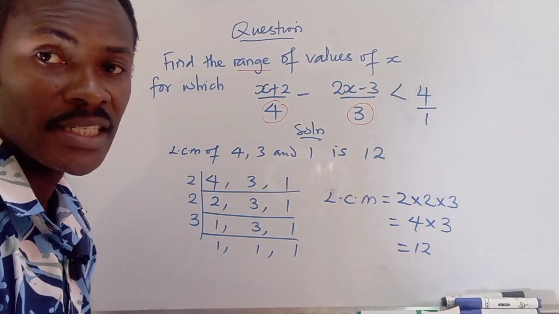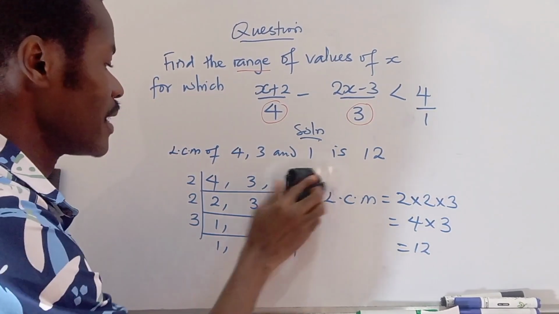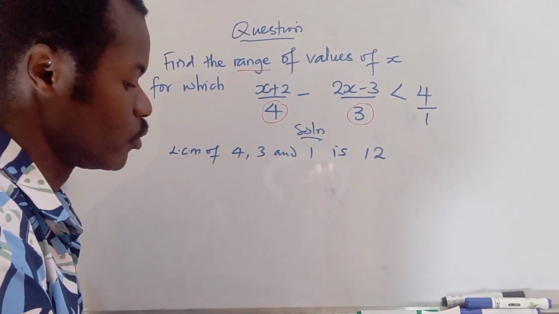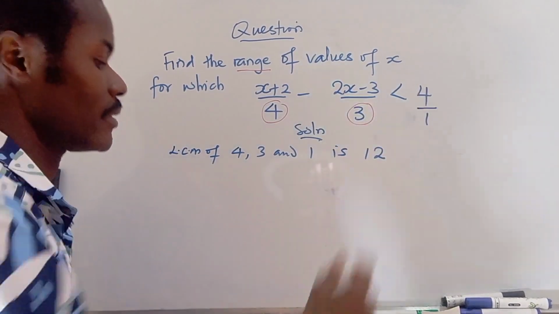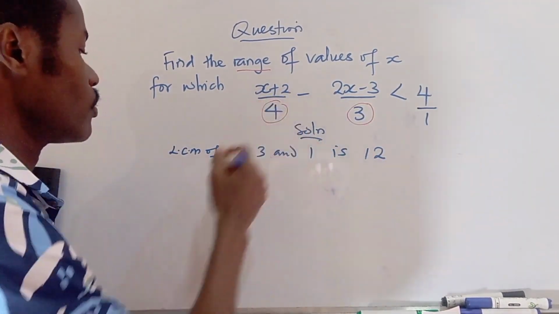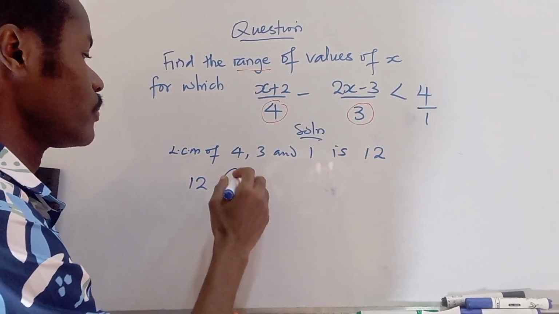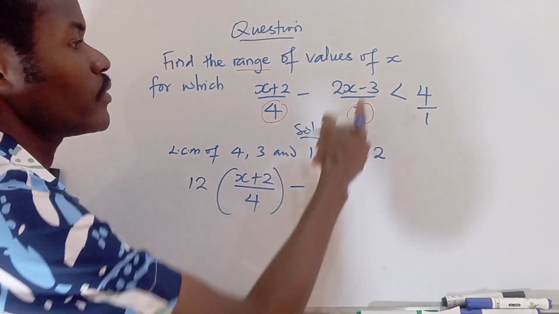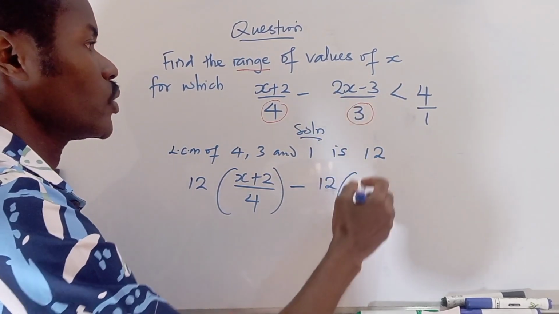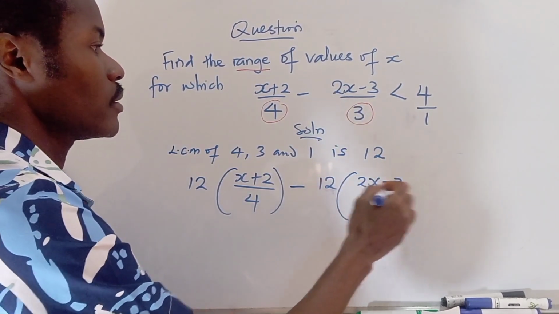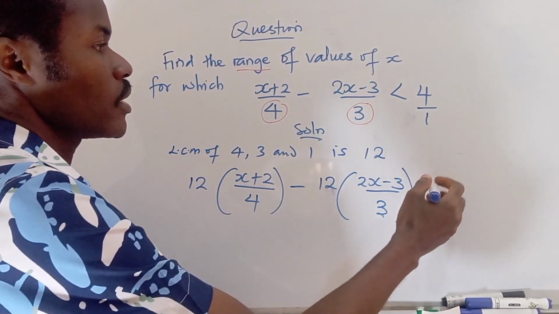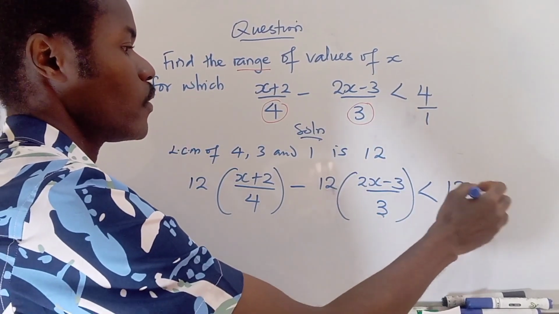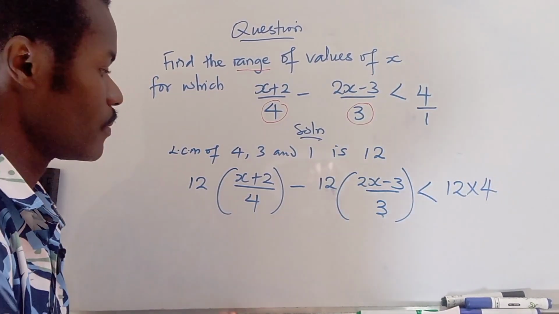Now that we've been able to get our LCM as the first step, we are going to use our LCM to multiply this and this. So let's do that. 12 is going to multiply all this in brackets, so x plus 2 divided by 4, minus 12 is going to multiply all this, so 12 into 2x minus 3 divided by 3. So we have our less than, and 12 is going to multiply 4. Now some things can cancel out.